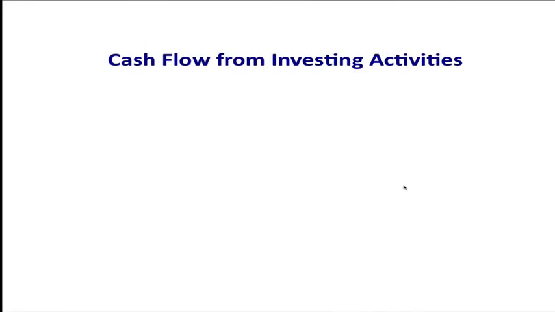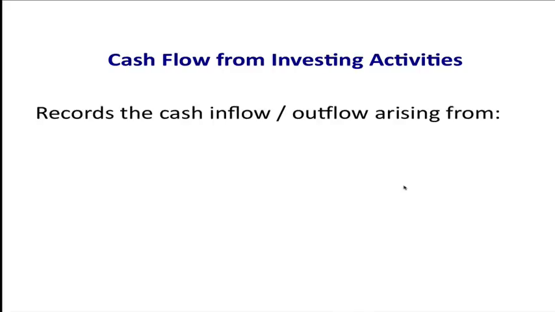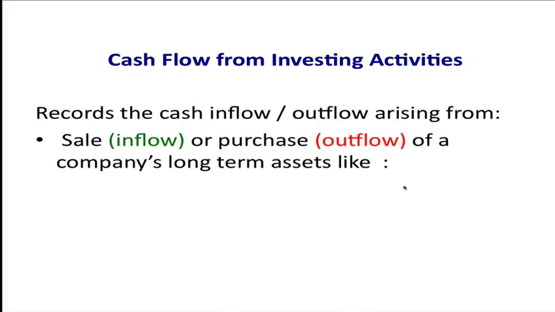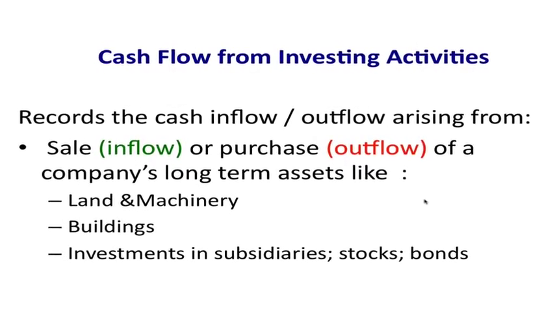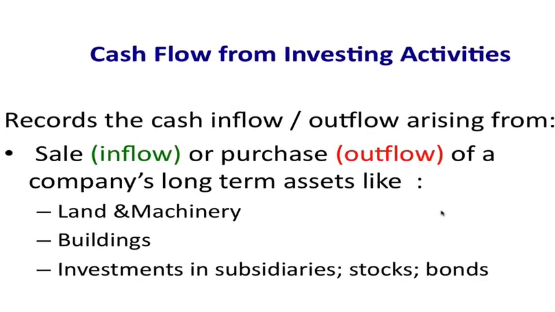The second broad category is what is called cash flow from investing activities. What are these? These are any sale, that is inflow, or purchase, outflow, of a company's long-term assets like land and machinery, buildings, investment in subsidiaries, etc. So any cash movement out of the company on account of any long-term purchases is categorized under the broad head of cash flow from investing activities.